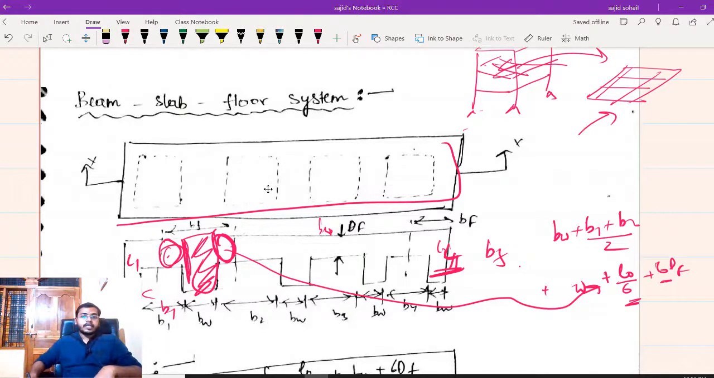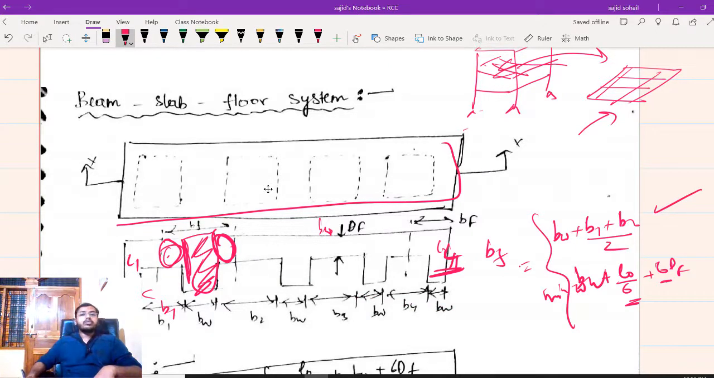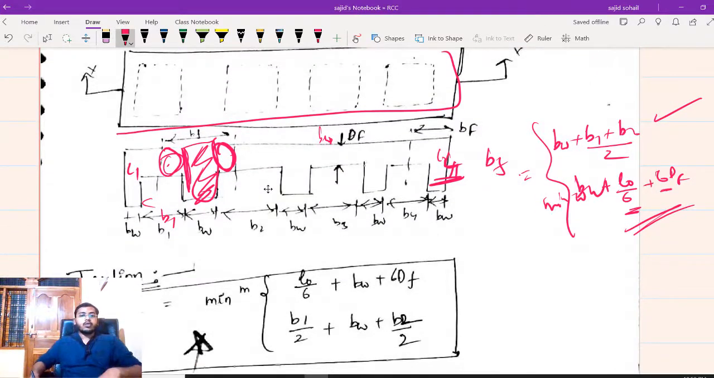So obviously my BF will become minimum of BW by B1 plus B2 by 2 or BW plus L0 by 6 plus 6 DF. यहाँ पे clearly लिखा हुआ है. You need not write again. I hope it is very clear for you. याद रहेगा, गलती नहीं करोगे.